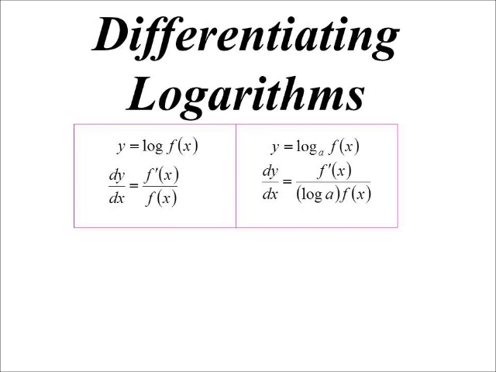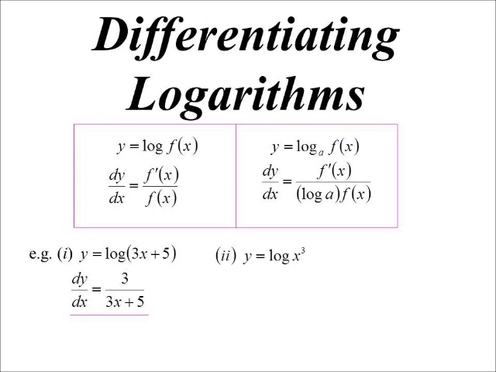So, here's a tricky one. Y is the log of 3x plus 5. So we have to differentiate 3x plus 5. That would be 3. Over the original function itself, so 3 on 3x plus 5.